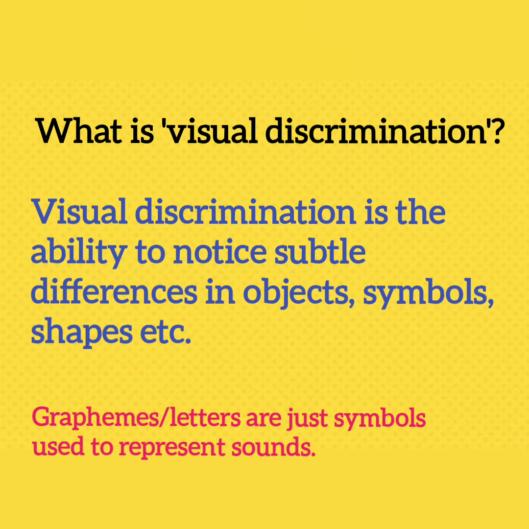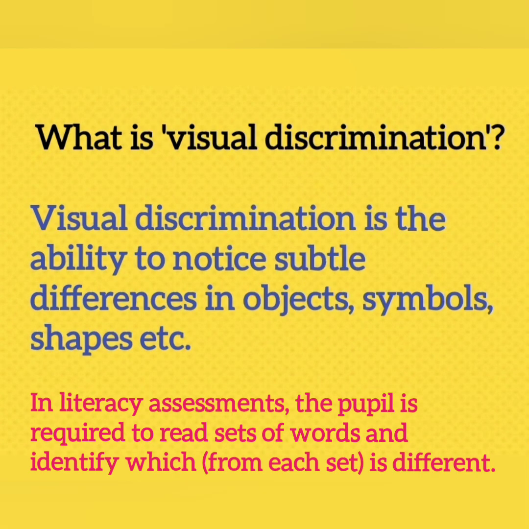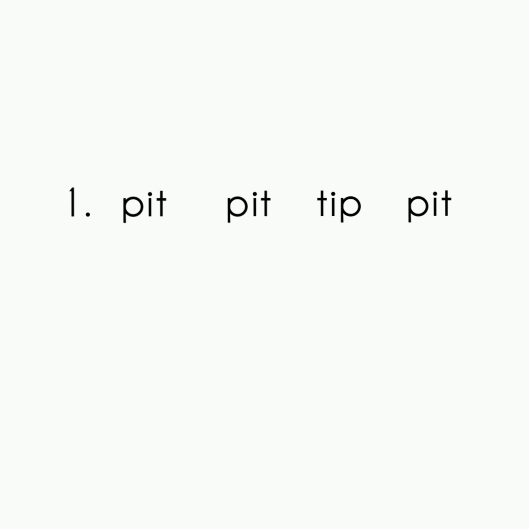And it's one thing to see the letters in isolation, but within words, are they able to notice the differences and spot when a word is not the same as others in a list? So, when we're doing the literacy assessments as it relates to visual discrimination, we give the students a set of words to read and they need to identify which is different from each set. Let's test this. Can you find the word that is different?